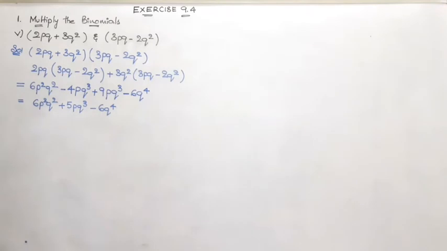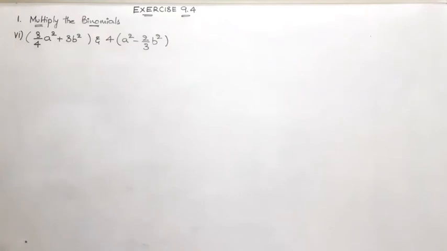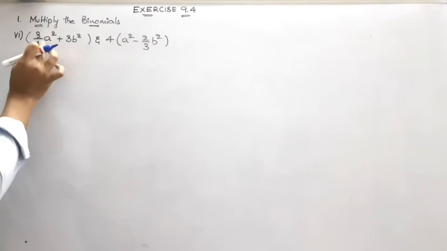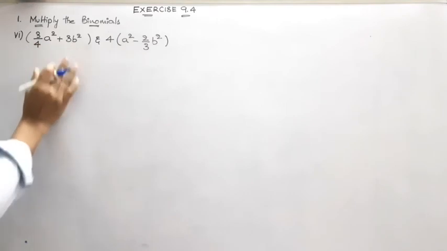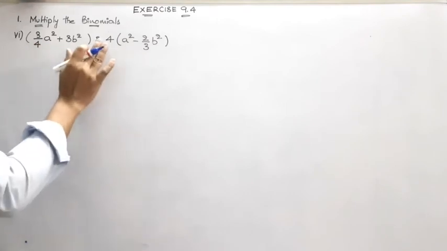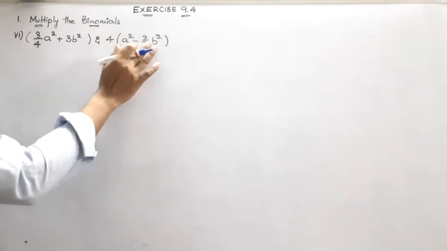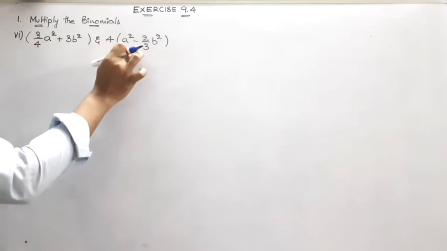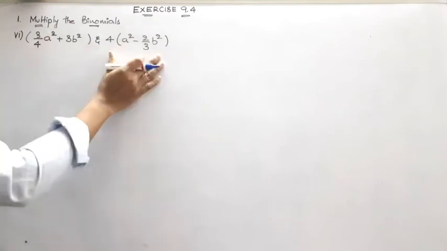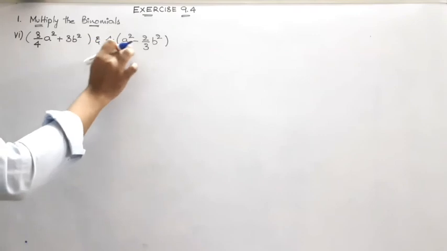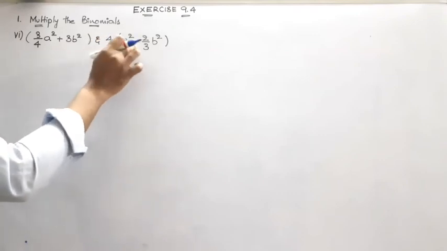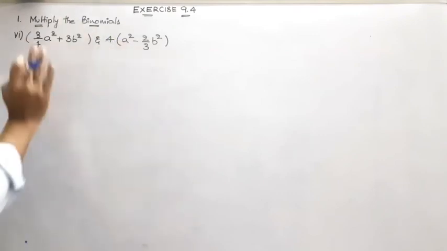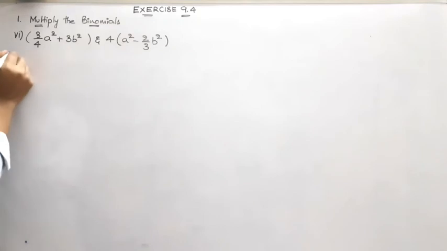Now I am going to solve the sixth one of this. Please check the board. Now the sixth one, children. The given binomials are 3 by 4 a square plus 3b square and 4 into a square minus 2 by 3b square. Here if you observe, a monomial is going to be multiplied by a binomial. So first we have to multiply the binomial with the monomial, then we have to do the regular process.